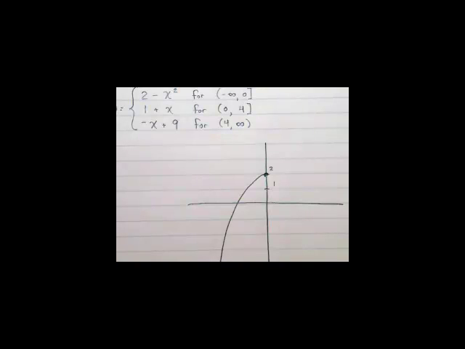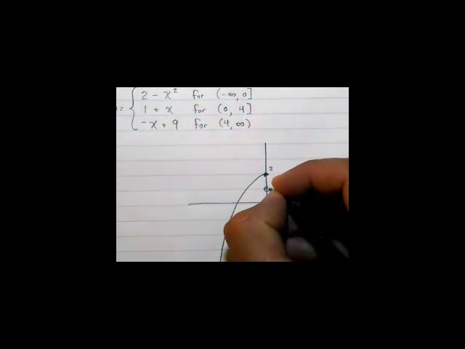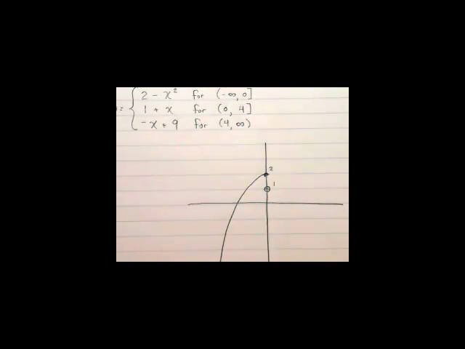And is it actually getting to that number, though? It's got a parenthesis there, right? So we're going to open circle that one. Because the function at 0 is actually defined on the top piece, right? Not the middle piece. So that's an open circle.